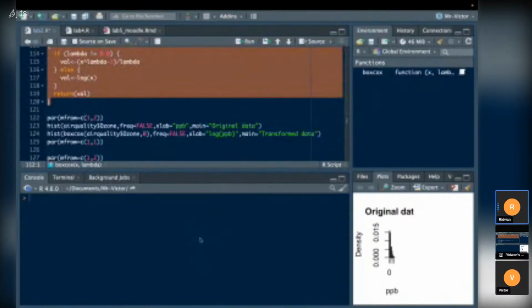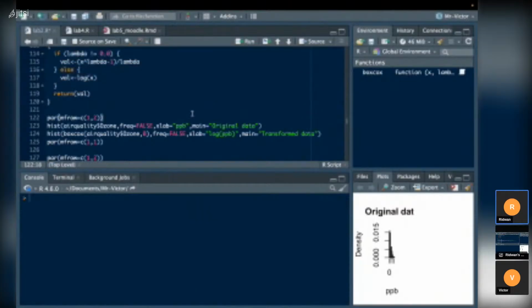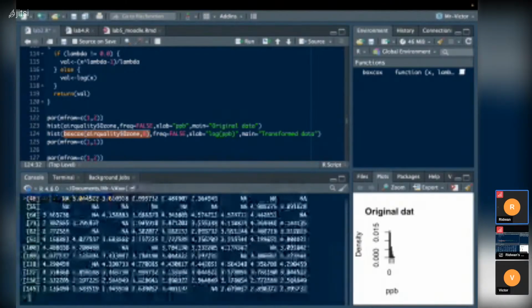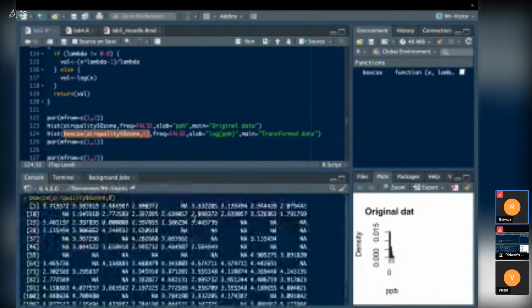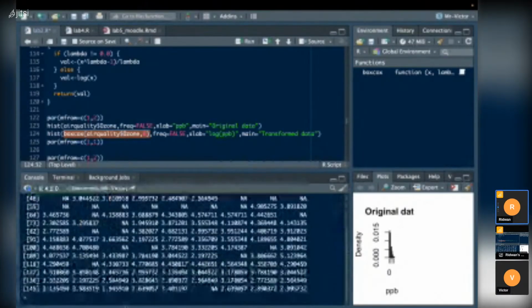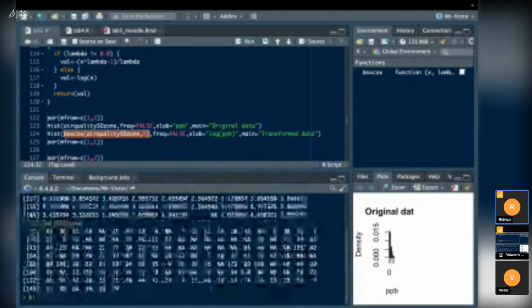If we now paste it here, so can you see it? When you run the Box Cox, this is what you get. So this is how it is going to transform it. You can see that when I put air quality ozone now, ozone is different. Can you see it is actually different? Air quality ozone is actually different. Can you see it?